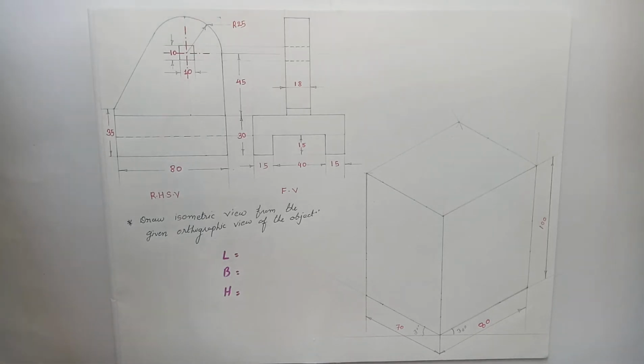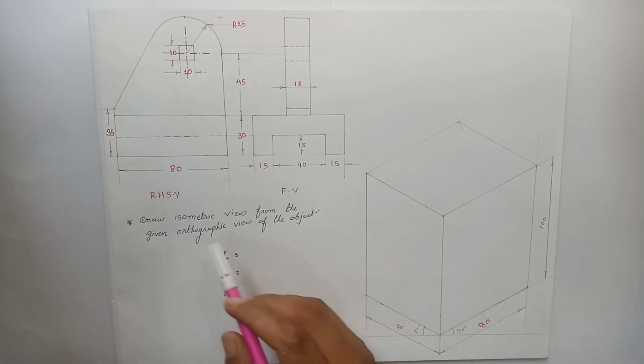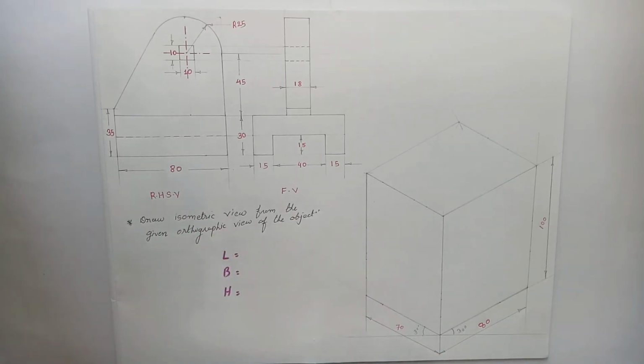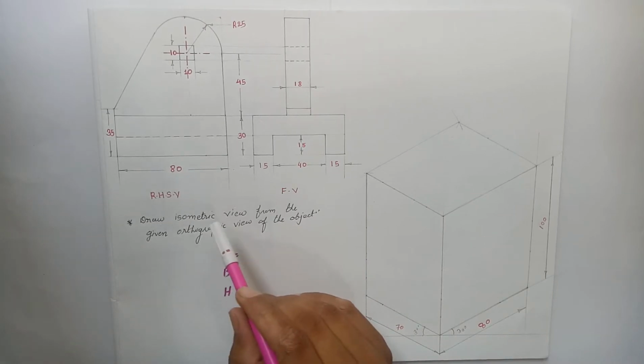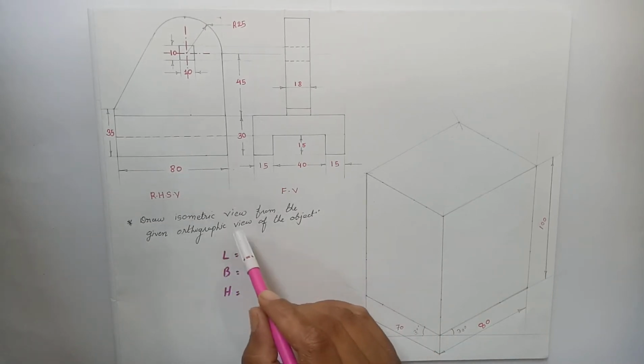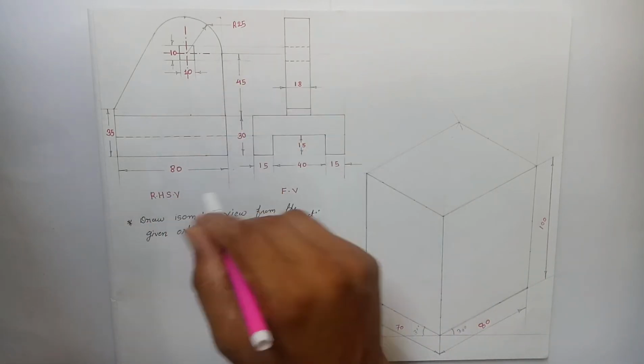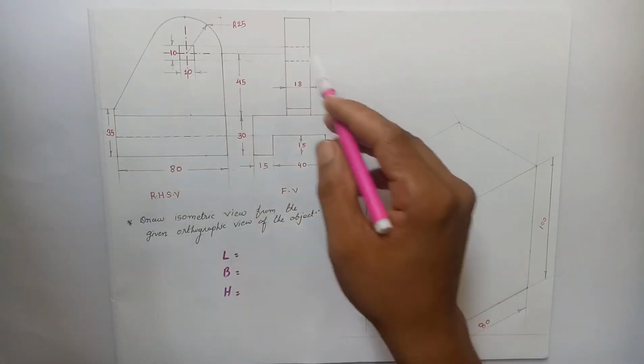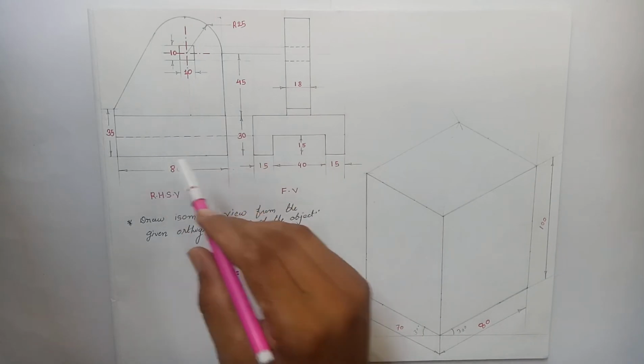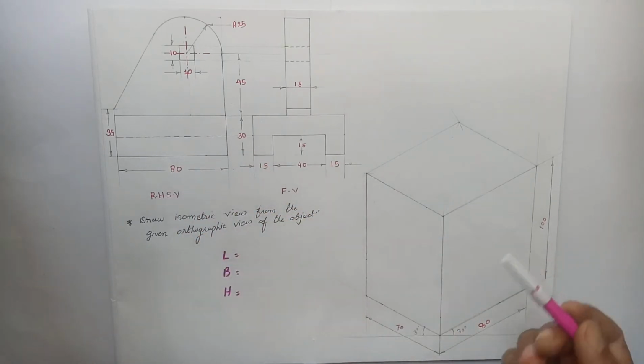Hello everyone. Let us start with one practice problem of isometric view today. So here is the question: draw isometric view from the given orthographic view of the object. So we have to follow these orthographic views of the object, and from these two views we have to draw the isometric view of the object.